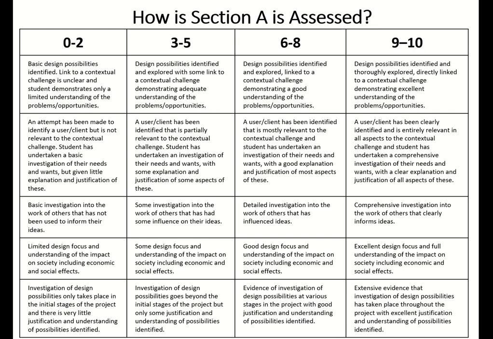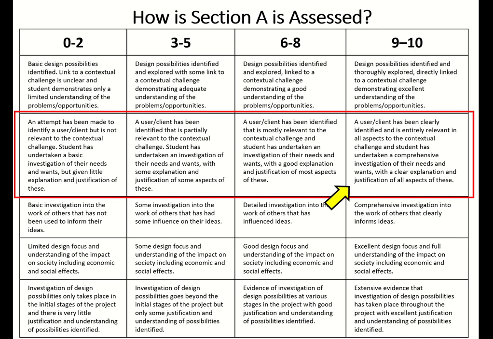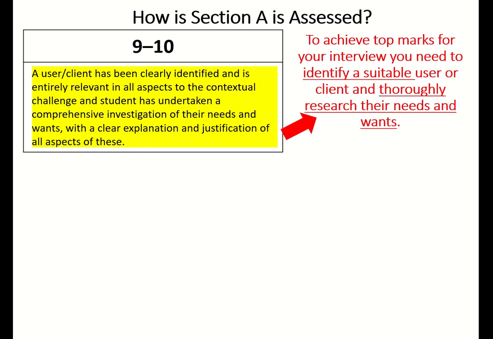So how's it assessed? I just want to draw your attention to this band of the mark scheme, particularly this top marks section. You need a user or client clearly identified, entirely relevant to the contextual challenge, and undertake a comprehensive investigation of their needs and wants with clear explanation and justification. What does that mean in plain English? You basically have to interview someone who's very suitable and thoroughly research their needs and wants. If you don't do that, you're going to find it really hard to access the higher marks later on in your project. So it's a really important page, this one.